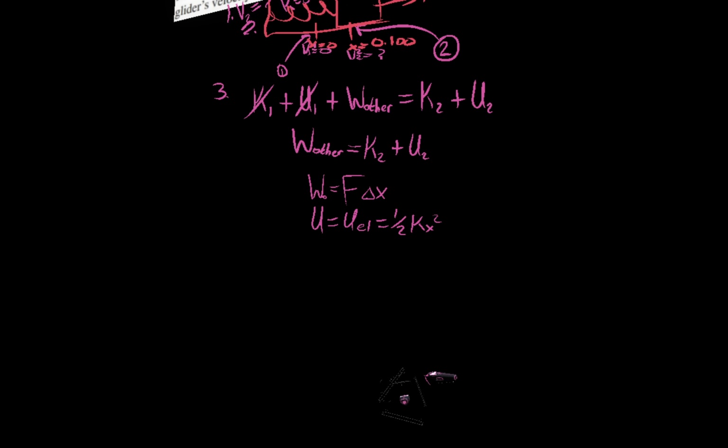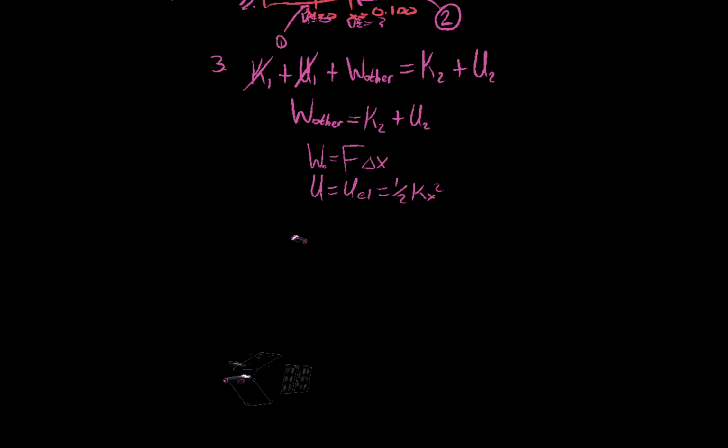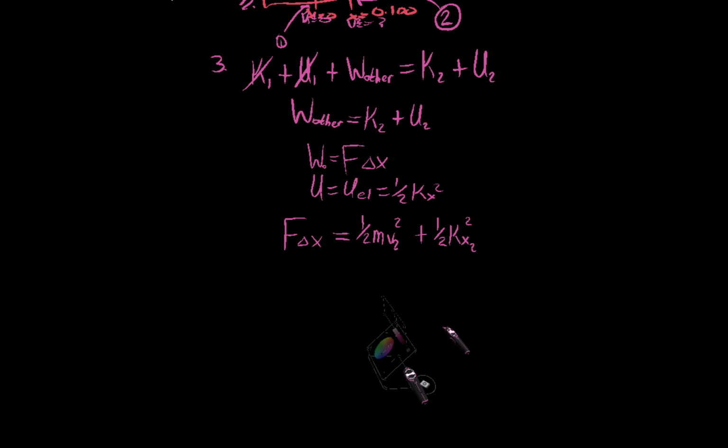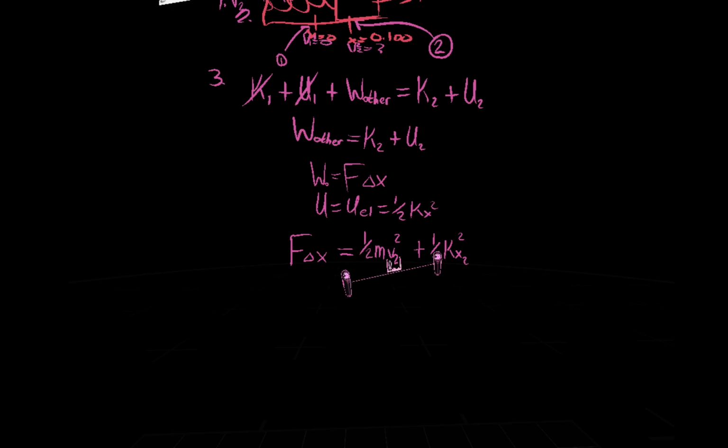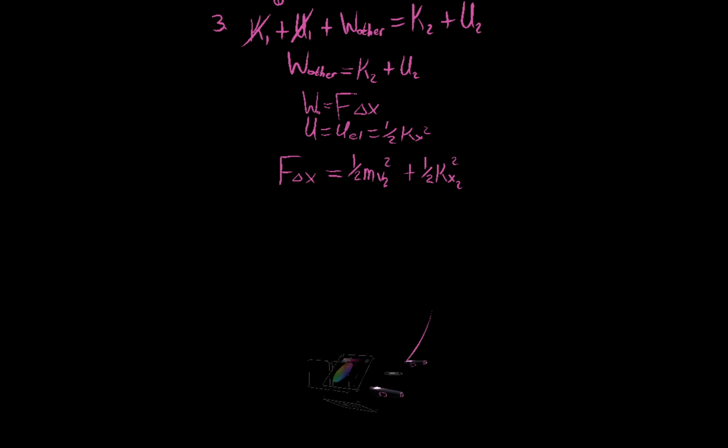So if we plug that in, we get that F delta x is equal to 1/2 m v2 squared plus 1/2 k x2 squared, right? We've just filled in what these specifically are. We've written out the full version. I think that was step 4 in my steps above. And then what we're wanting to solve for is v2. So that's right here.